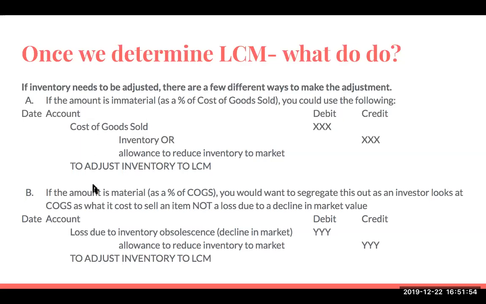So in this case, what I'm going to do is highlight this as a loss due to inventory obsolescence or decline in market value. I would come up with an account that would really be a loss. And then I could use an allowance to reduce the inventory to market. I may not want to just credit inventory, in terms of keeping track of things. It might be better for me to use a contra asset account such as this allowance. But that's really the key difference. If it's immaterial, I put it to cost of goods sold. If it is material, I'm going to put this as a loss due to inventory obsolescence.